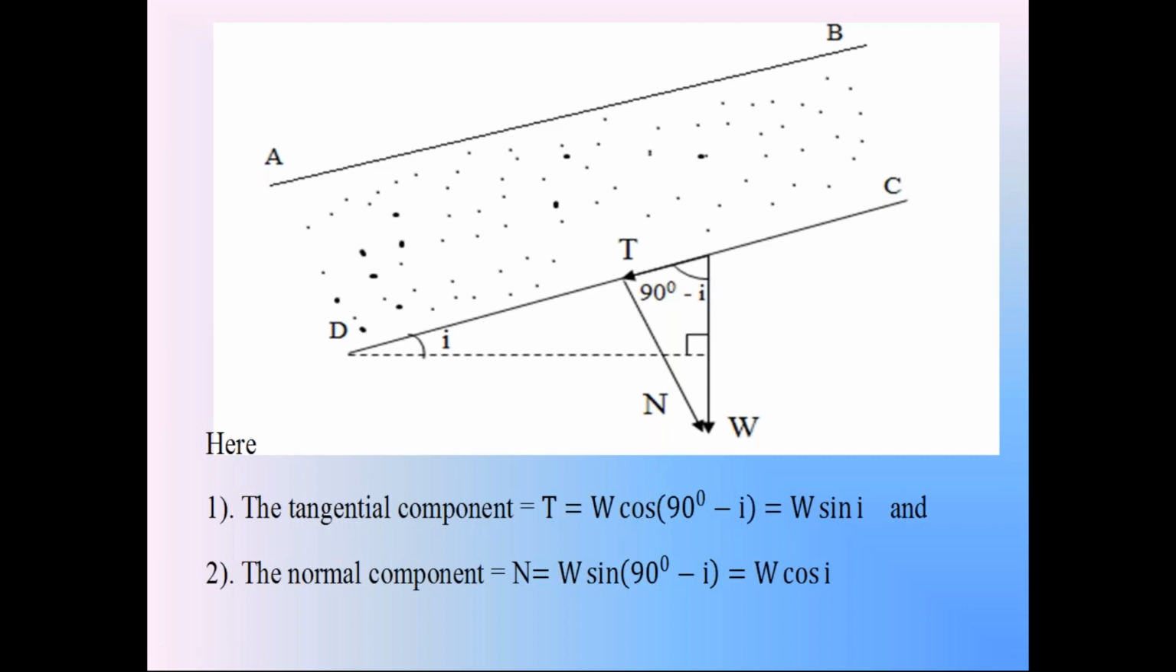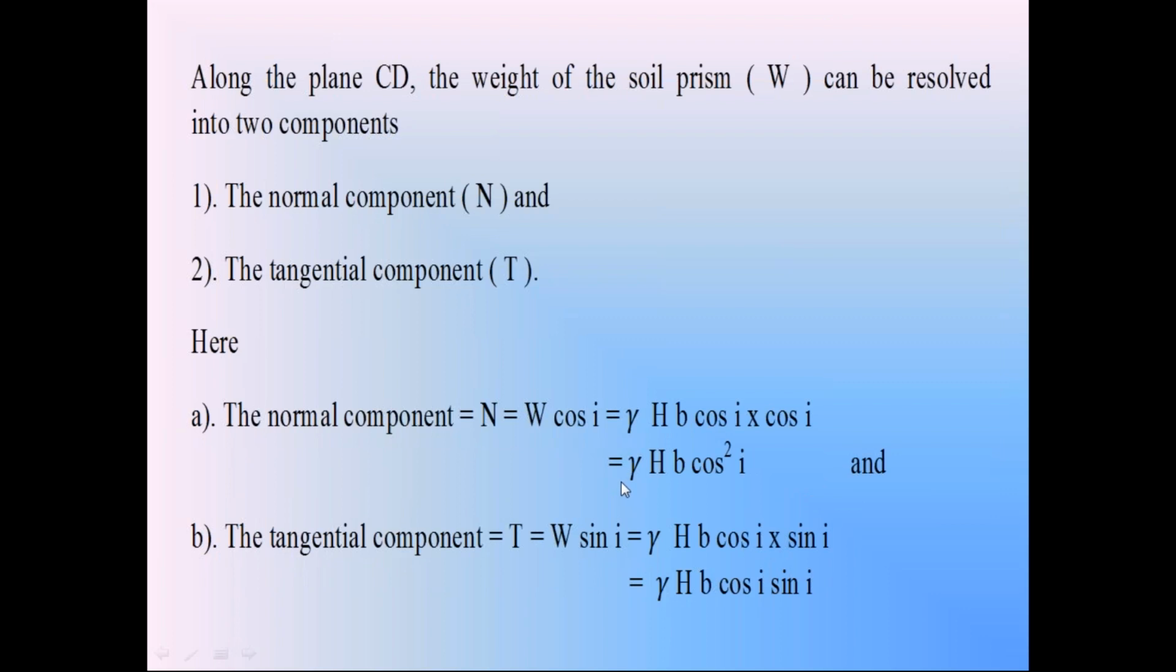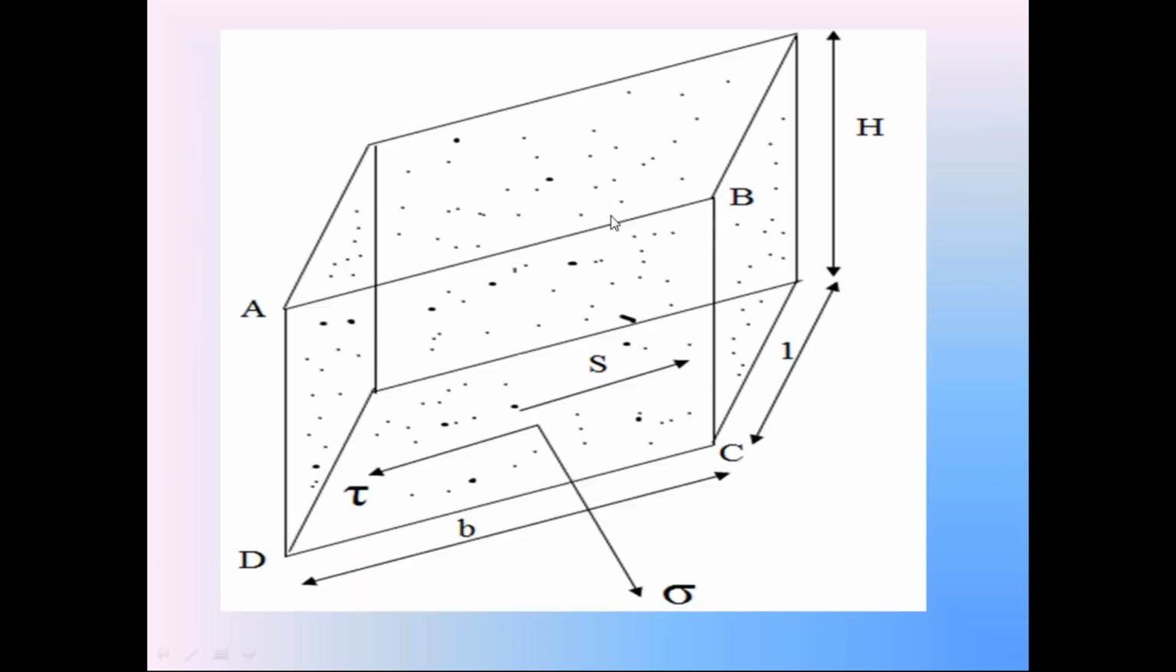So this weight W is resolved into two components: normal component N perpendicular to surface CD, and tangential component T parallel to surface CD. The normal component N = W cos i, that is equal to gamma H B into cos square i. The tangential component T is equal to W sin i, gamma H B cos i into sin i. Now check this soil prism in the dry condition. Here the soil is cohesive soil, not the cohesionless soil.